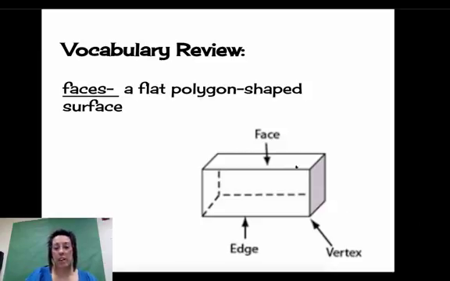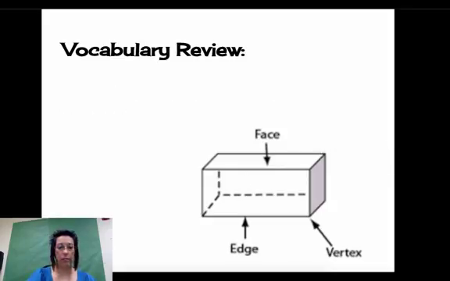So a face would be like this top piece up here. It is a flat polygon-shaped surface. So we have a face here, a face on each edge, a face on the bottom, and a face on both sides. Those are faces, flat, polygon-shaped surfaces on a solid.